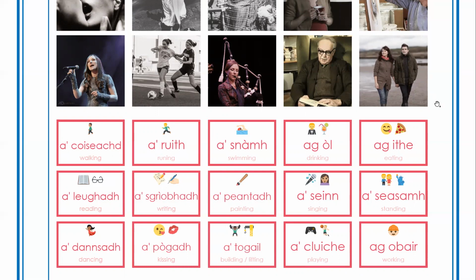And the final picture, J ha iad a dèanamh. Ha iad a coiseach. They are walking.